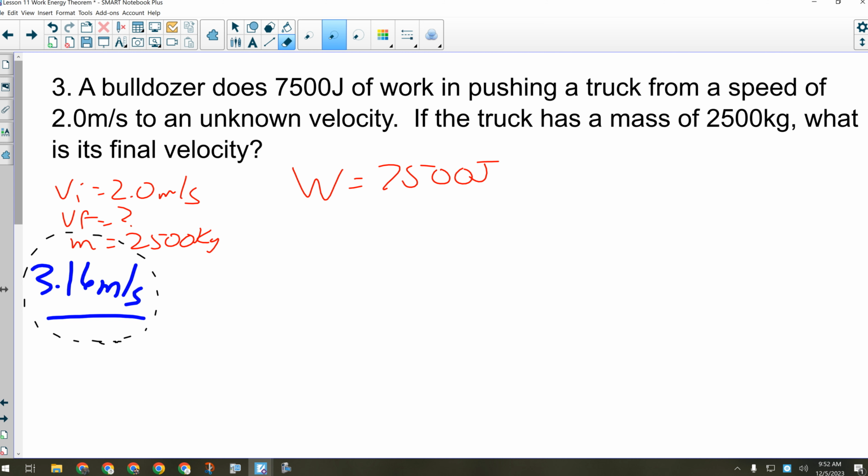Everybody with me so far? What kind of energy is changing about the truck? Kinetic, it's speeding up. So the work is going to change the kinetic energy. The work is going to be the kinetic energy final minus the kinetic energy initial. What I'm looking for is part of which one of those? The first one, final. I'm looking for the final speed of the truck. That would be part of this. So what should I do with this right now? Add it over to the other side. And if you did that after you plugged in 1/2 mv squared, that's fine, it doesn't matter.